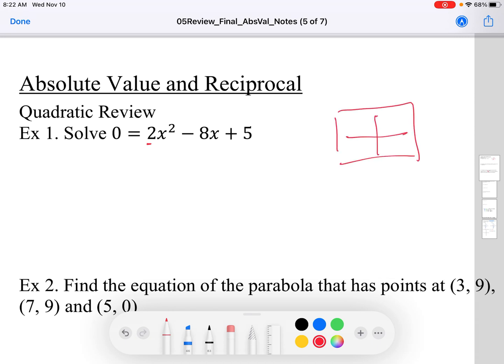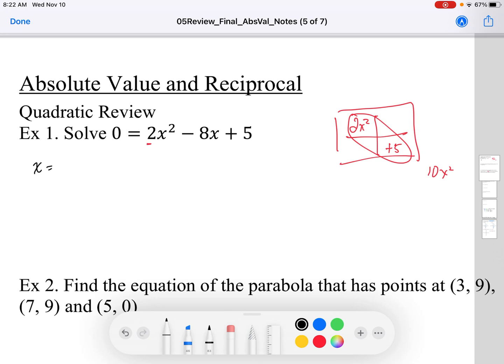I'm not going to spend too much time trying to factor this, but I'm checking to see if it's easily factorable. And it looks like there's no two numbers that would multiply to 10 and add to 5. Okay, so this is not factorable. So I'm just going to go right ahead and skip straight to the quadratic formula.